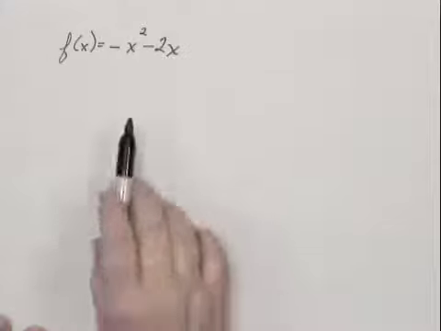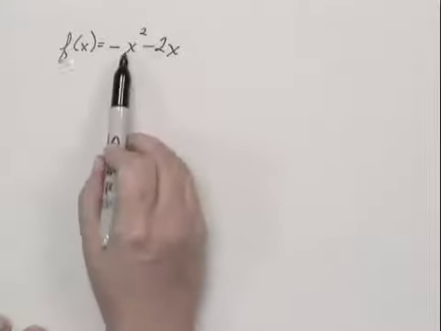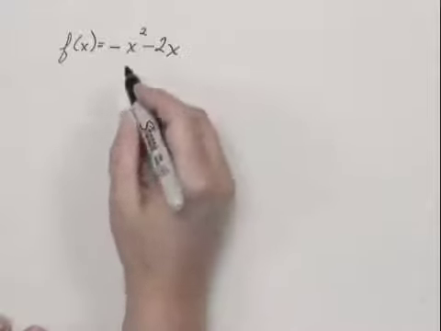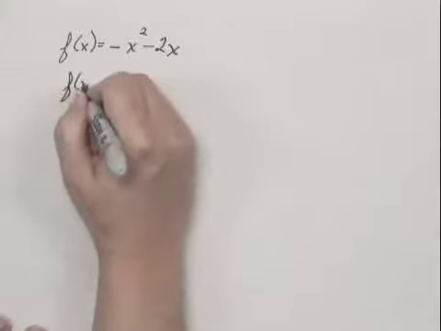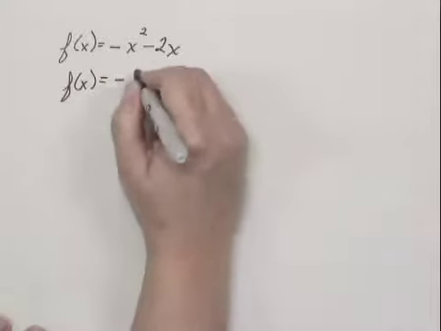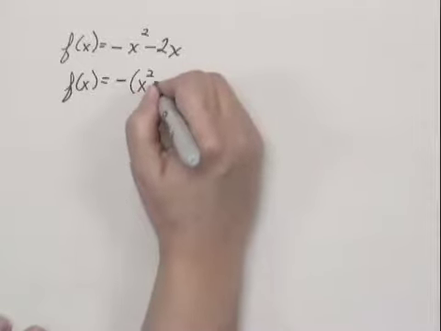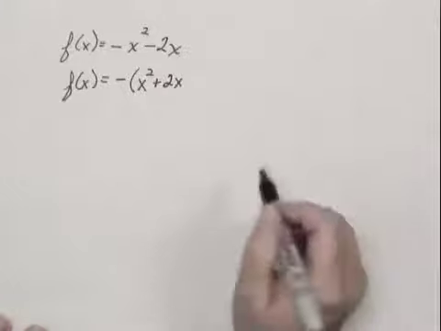We're going to complete the square. In order to do that, since we have not just x squared, but the opposite of x squared, we'll factor a -1 out of both of these terms to start with. So we have f of x equals the -1, or just the opposite sign, times x squared plus 2x, and there's no other term to deal with here at the moment.